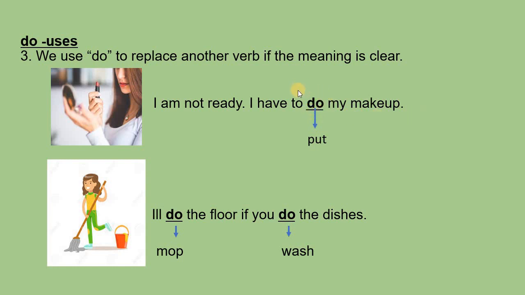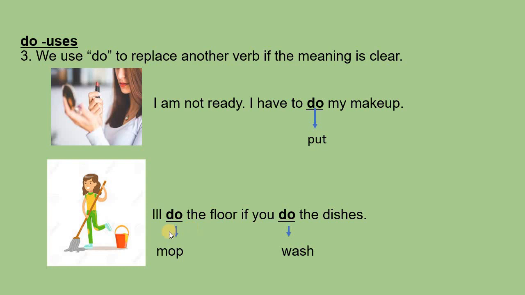So guys, the word do here is used to replace the verb put. Okay? It replaces another verb, put. So the meaning is very clear. It is clear that the girl here needs to put on her makeup. So if the meaning is clear, we can just replace it with the verb do. Okay, guys?